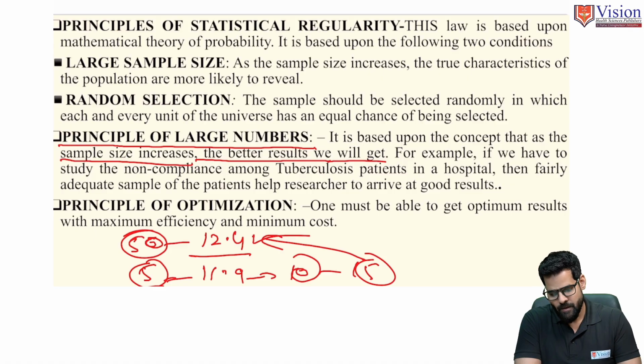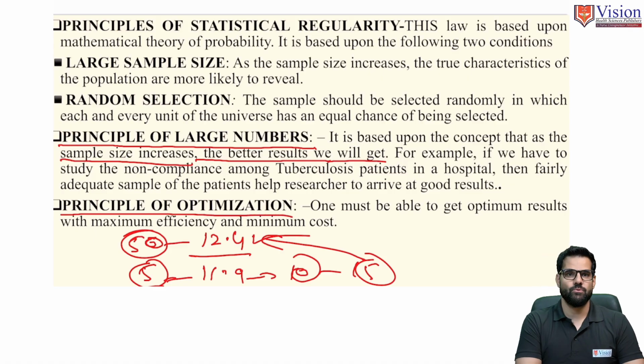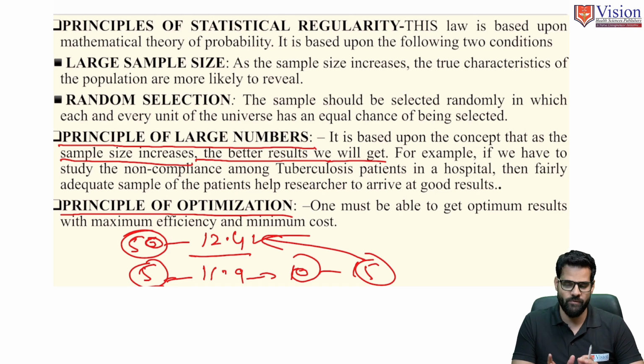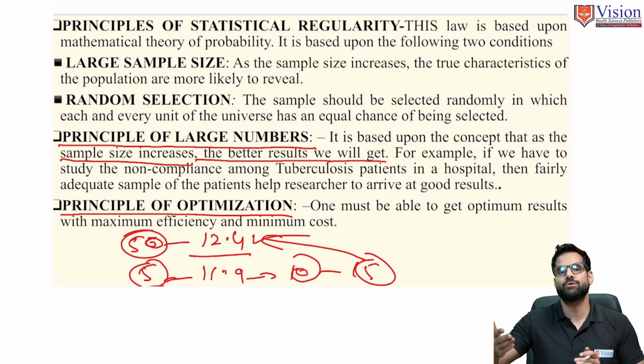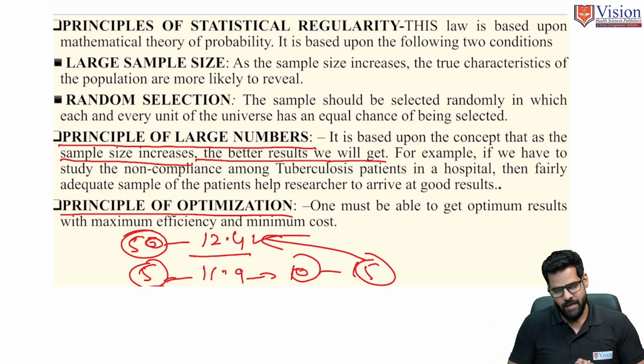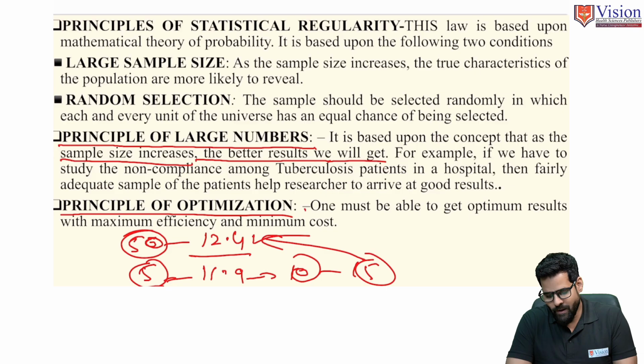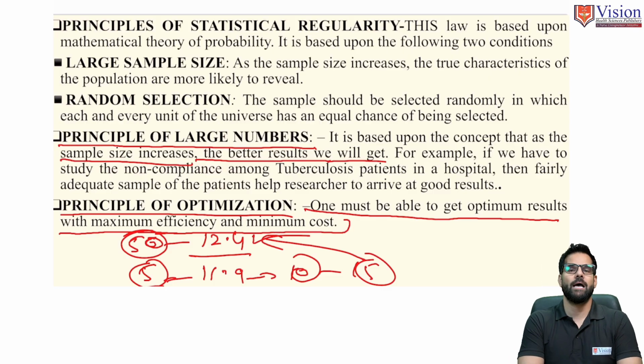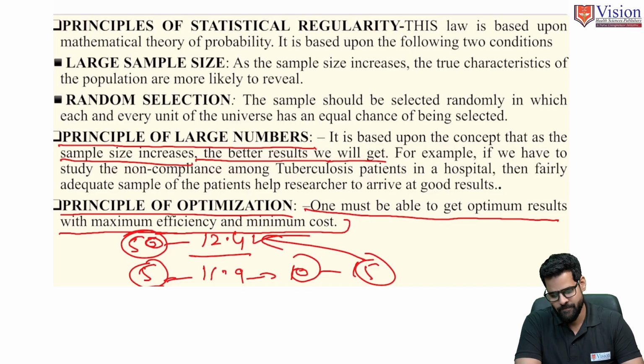Okay, next is the principle of optimization. What is that? Now this is a slightly different concept from the large number. In the first two principles, including statistical regularity, we have talked about large sample size. The second principle also says large sample size means you are more likely to get more accurate results. But what is this principle all about? One must be able to get an optimum result with maximum efficiency at minimum cost. That is the principle that one needs to understand.